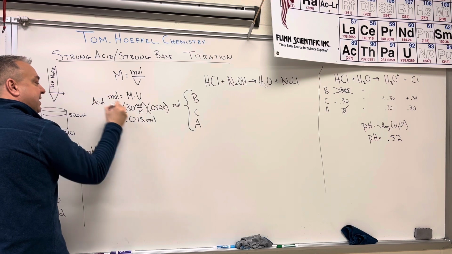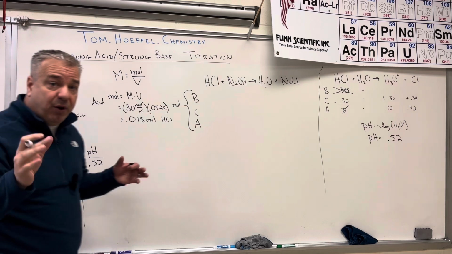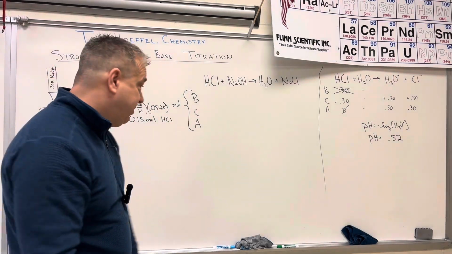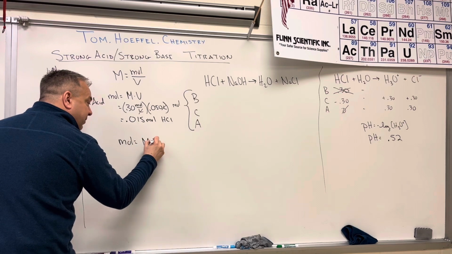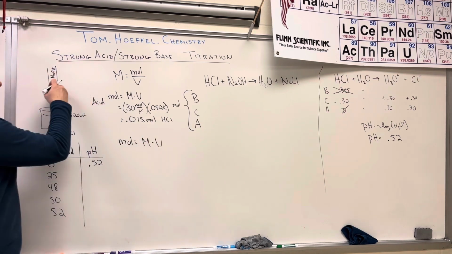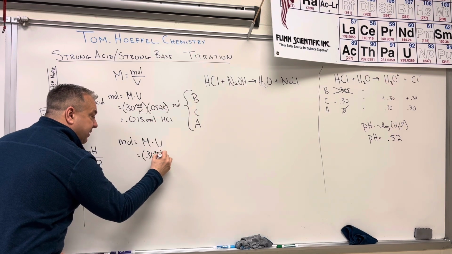I want to label this as the acid, and the acid here is hydrochloric acid. Now we're going to do the same thing with the base. To calculate the moles of base, it's the same thing: the molarity times the volume. The molarity up here is 0.3, and that's moles per liter.